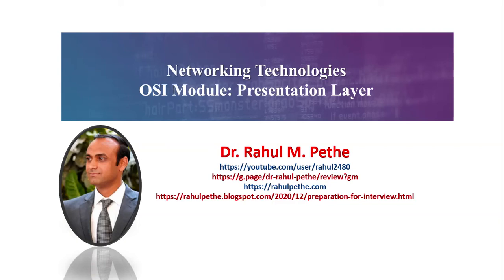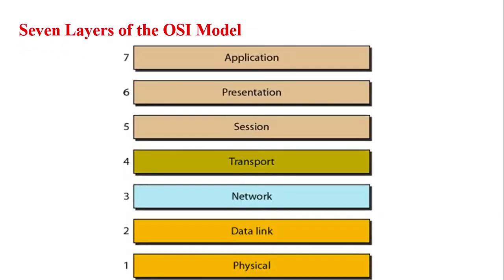Now, as we already discussed the OSI layers, which has seven layers: application layer, presentation layer, session layer, transport layer, and so on. So OSI is nothing but Open System Interconnection. One by one we are going to discuss the different layers.